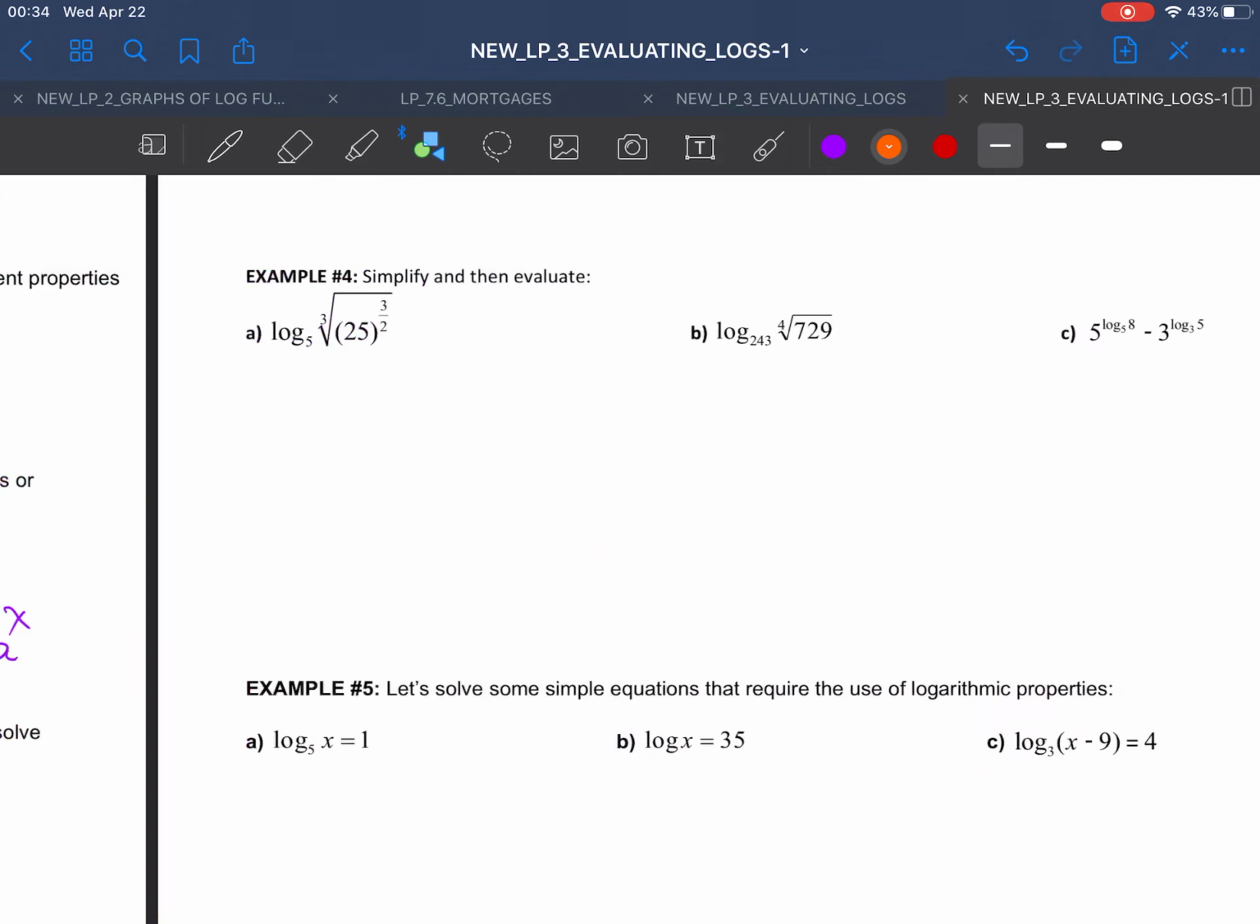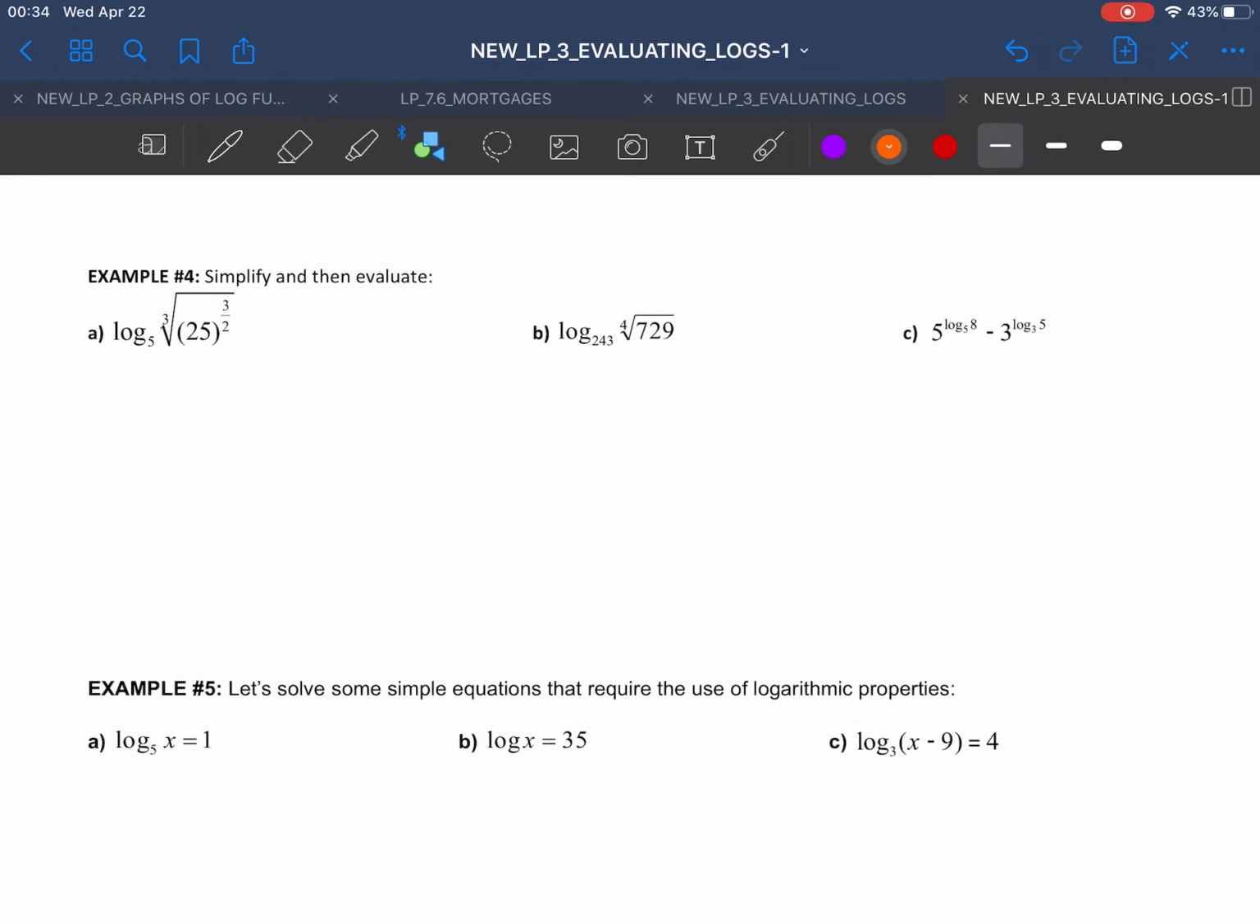Okay, so we're moving on to the next examples. They're getting a bit more complicated, not too complicated. Example number 4. We have log with base 5, third root 25, power 3 over 2. So we need to organize our powers there. I'm going to start with number 5 in here. I'll write it as 5 squared.